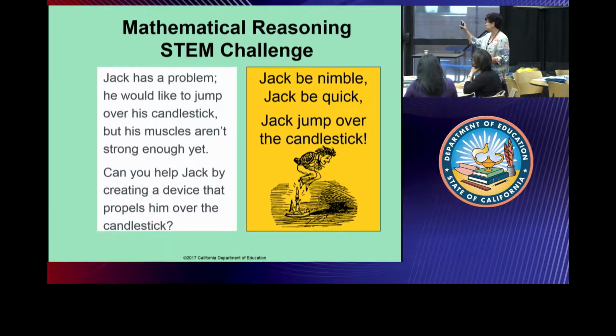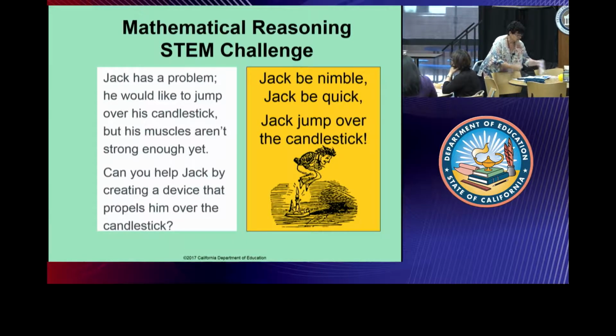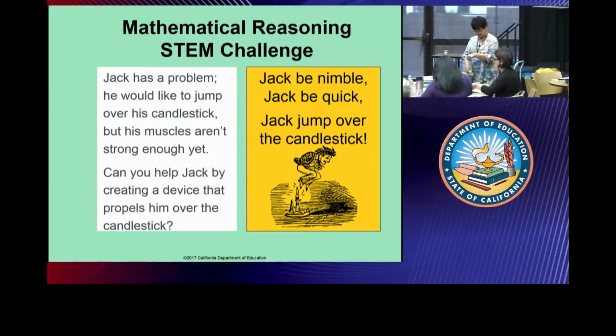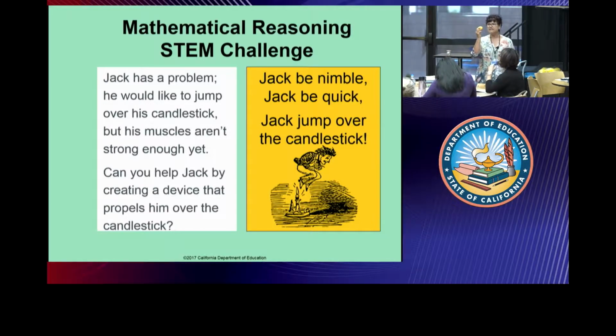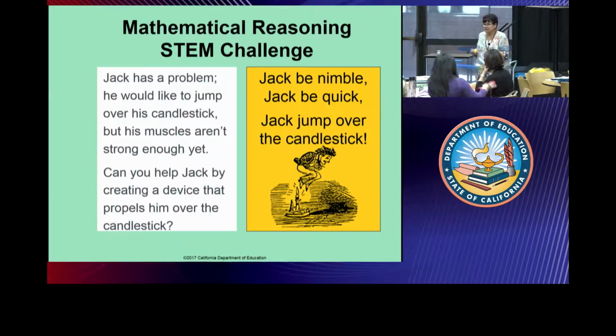How many of you are familiar with this? Jack be nimble, Jack be quick, Jack jump over the candlestick. So Jack has a little problem. We're going to help him with this problem. This is Jack, and he has to jump over the candlestick. But what has happened with him, he hasn't really done any exercises lately, so he's not strong enough. We have to help him. This is where your mathematical reasoning is going to come into play today.